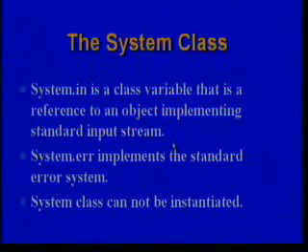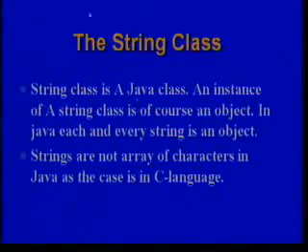System.in is a class variable. Now look, we have System.out, we have System.in. What is a class variable? It is a reference to an object implementing the standard input. System.out is for the output stream, System.in is for the standard input stream. We have another type, System.err, where ERR stands for error, which implements the standard error stream. So this is where we try to write a small program.